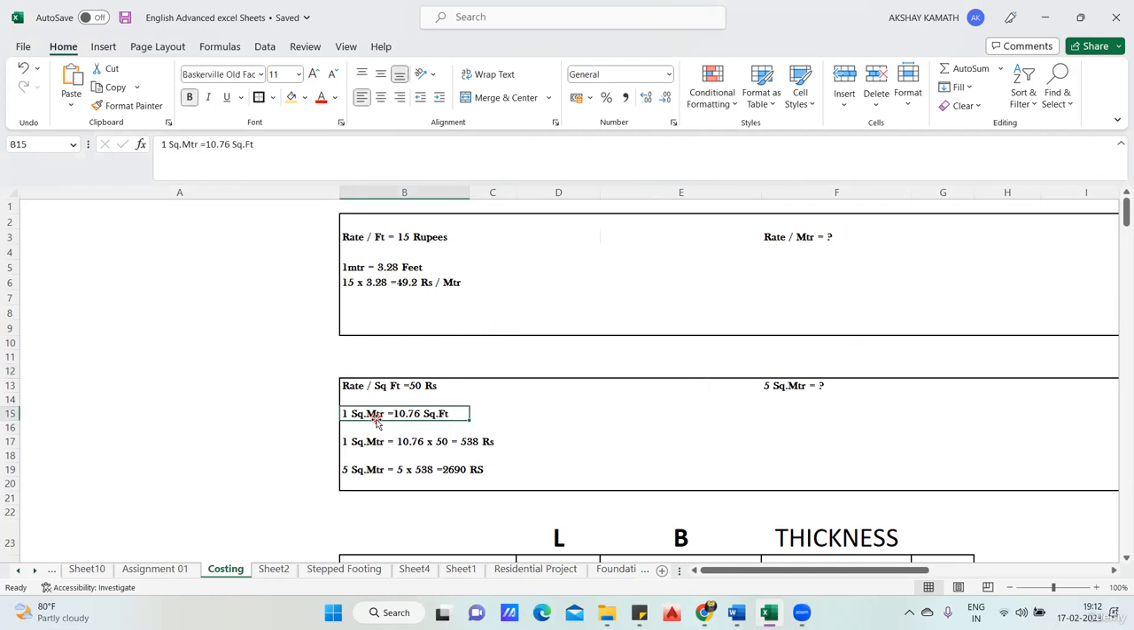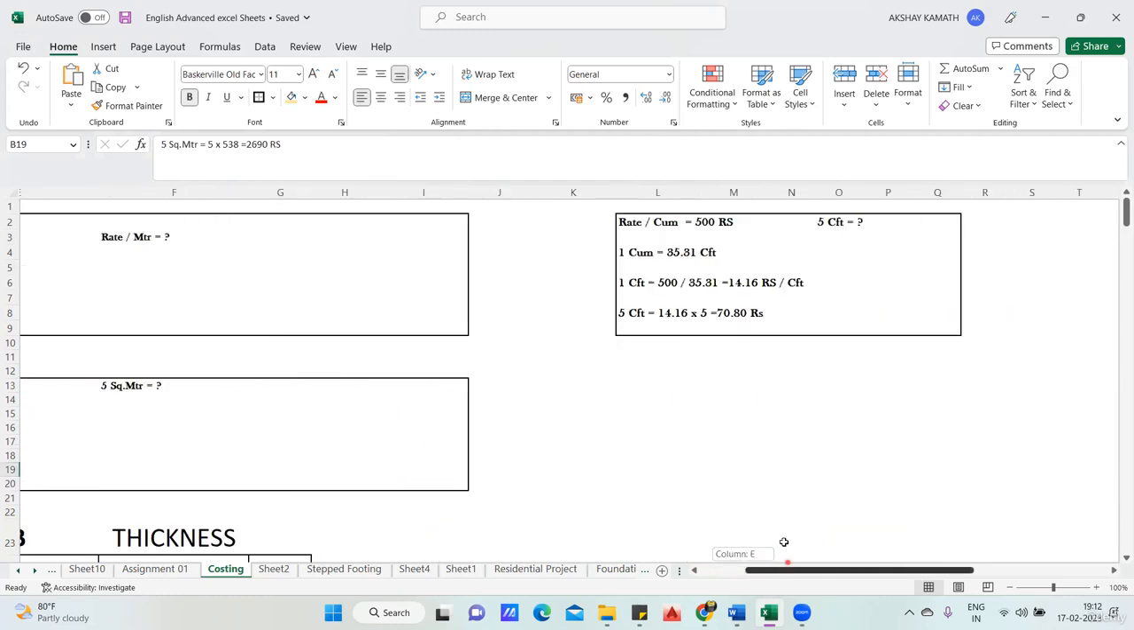Again, I know 1 square meter is 10.76 square feet. From where I'm getting all these things, it's already taught in the previous lecture in the unit conversion. So therefore 1 square meter will be 10.76 into 50 I'm going to do, which will be 538 rupees. Now he's asking for 5 square meter, no? So 5 into 538 comes out to be 2690 rupees.